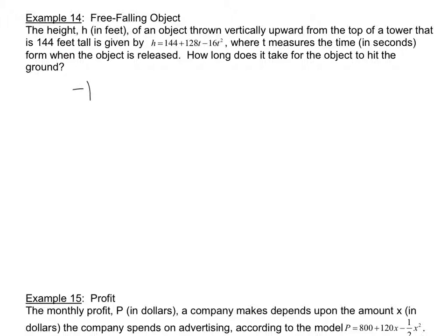So I'm going to rewrite the equation because I like having my a first. Ax squared plus bx plus c. I like having that in that order. Well, if you hit the ground, your height is now 0. Okay?